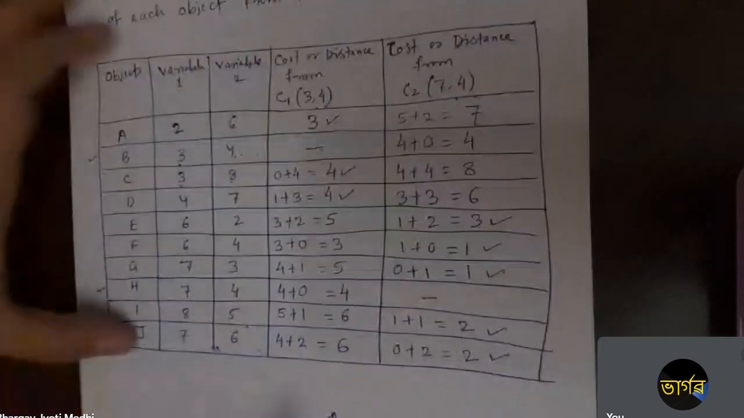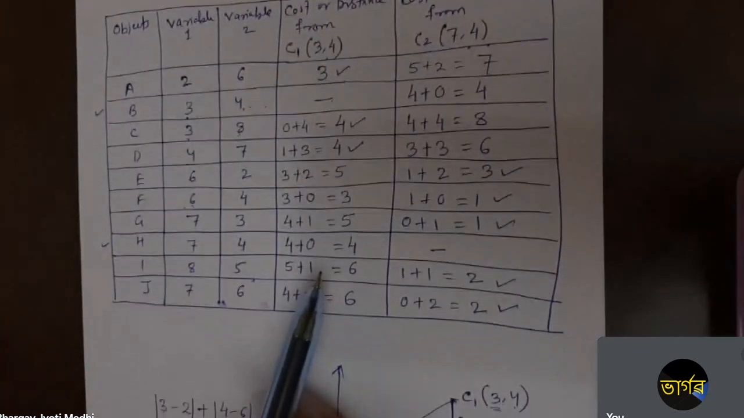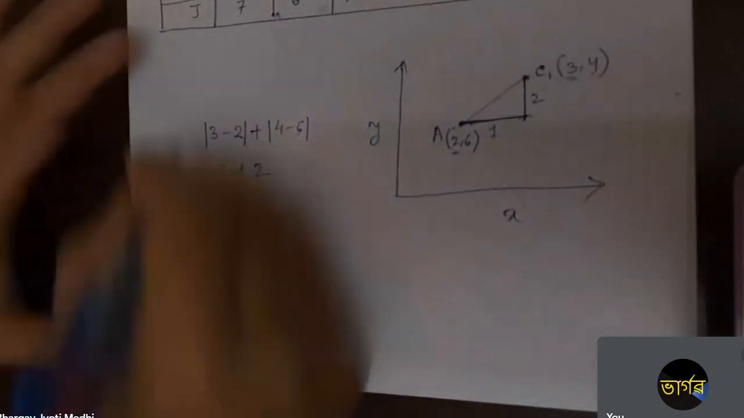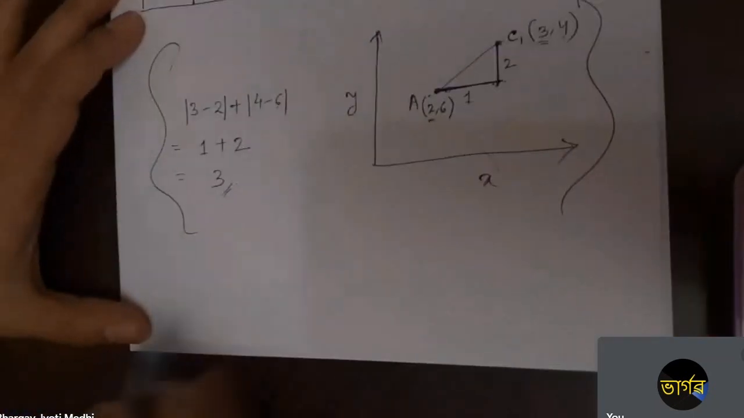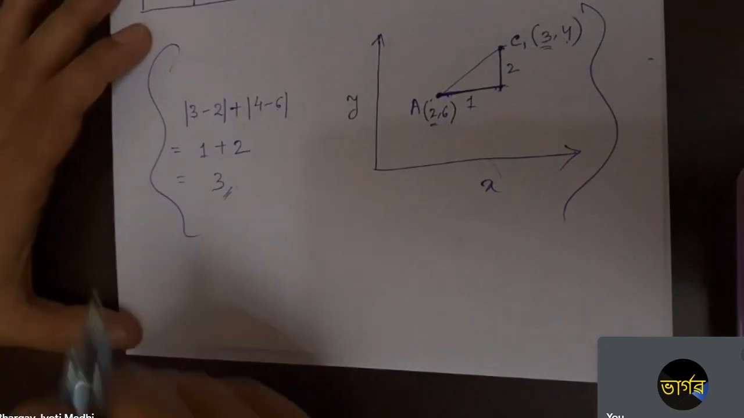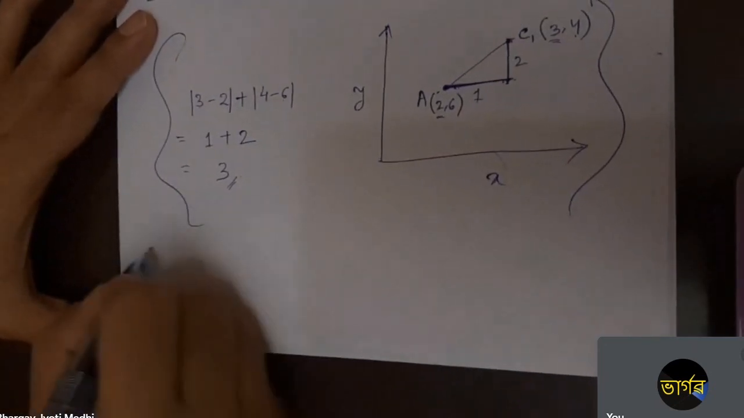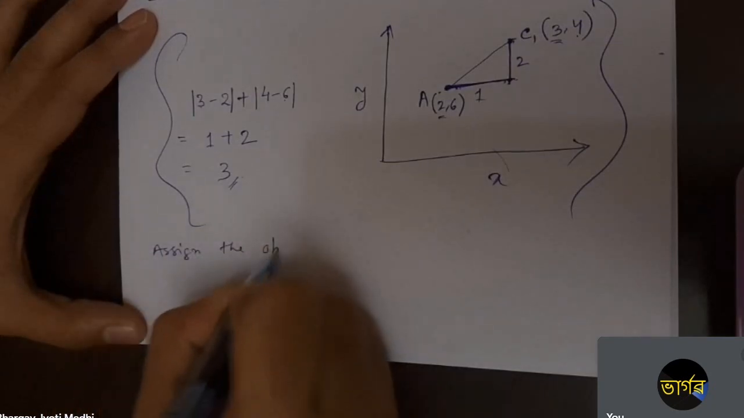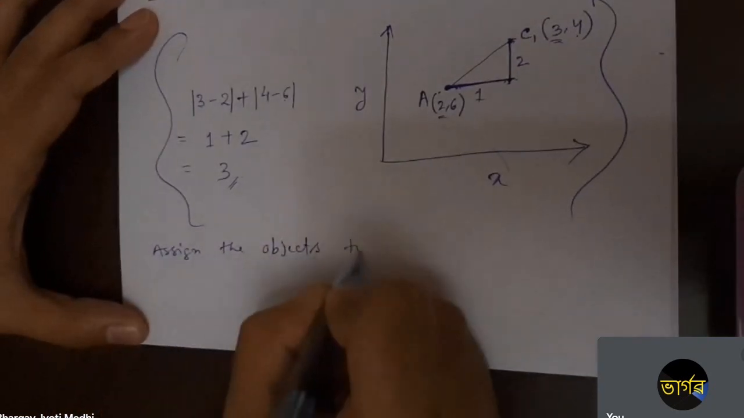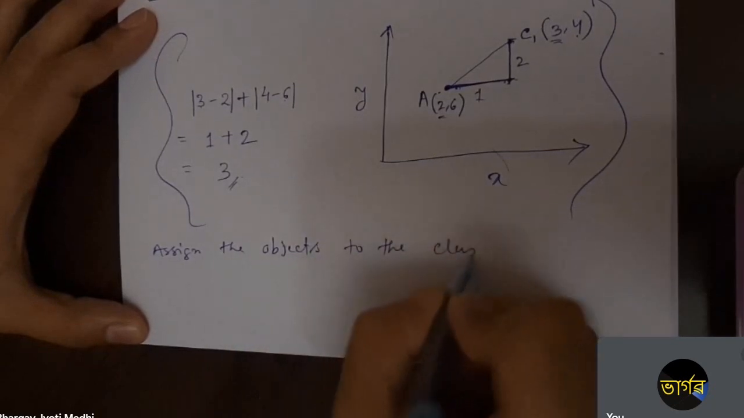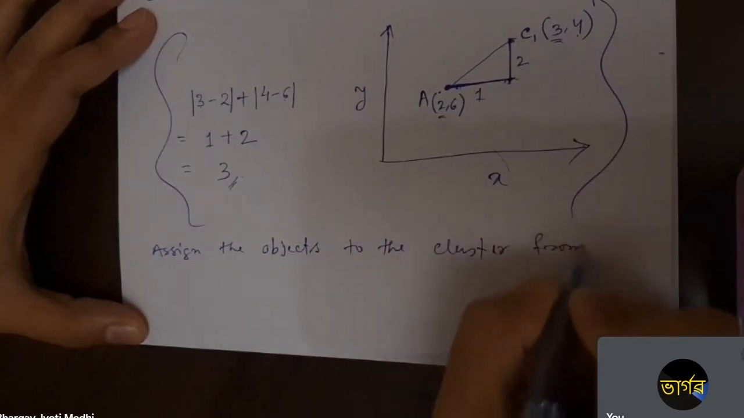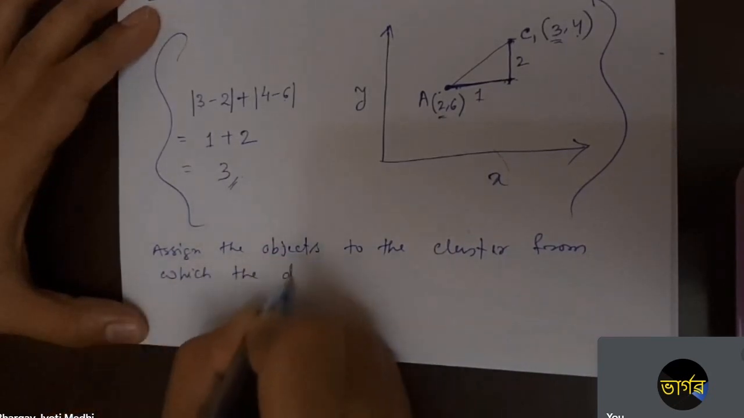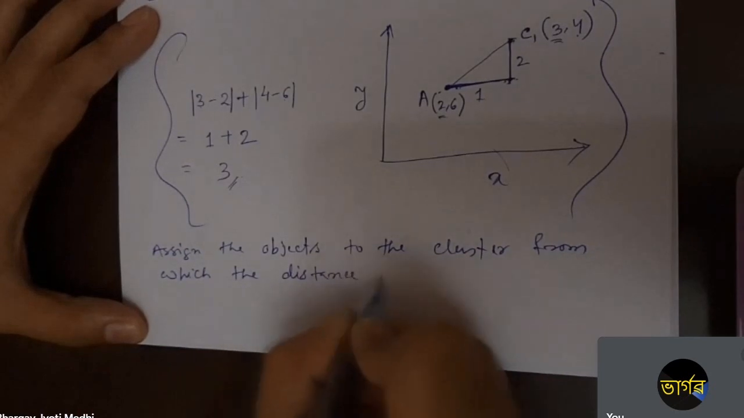We'll just write, okay, this is the rough part, this is the rough thing you have to write, that we are assigning the points to the clusters. So I'll just write here: assign the objects or the points to the cluster from which the distance or the cost or the dissimilarity is minimum.